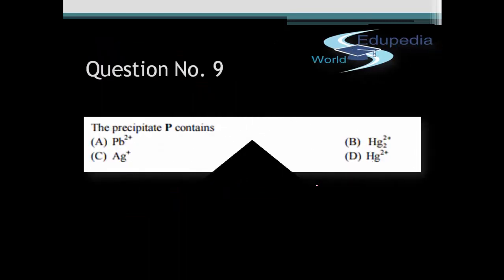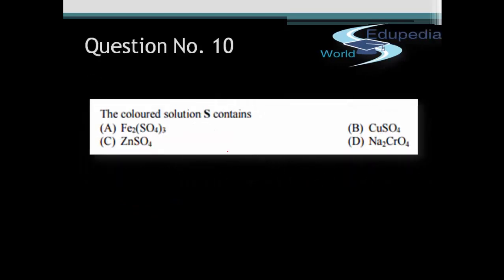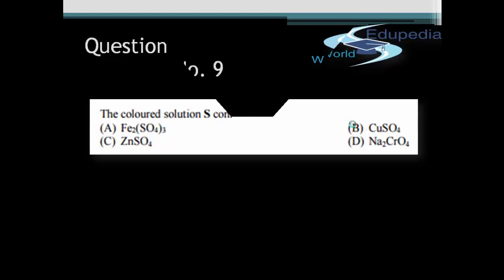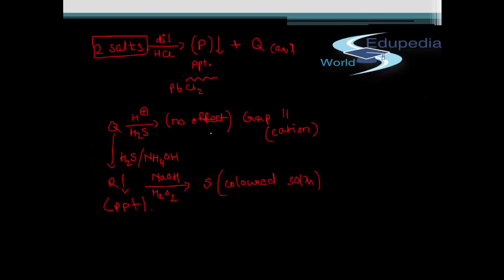Let us look at the question. Question number 9 we have already answered. Let us come to question number 10. It says the colored solution S. You remember what S was? The one which was formed at the last, and we have been given some options. So first I am eliminating B straight away from the options. Why? Because it cannot be a group 2 cation. Cu2+, as we all know, is a group 2 cation. B is eliminated. Similarly, for Q, the option cannot be ferric sulfate.